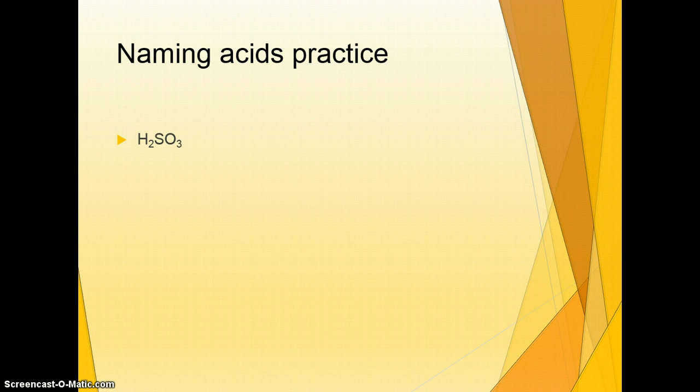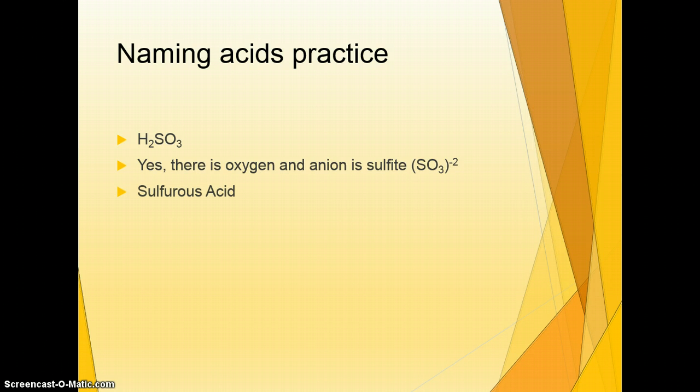So for some practice, H2SO3. I recognize the H that tells me it's hydrogen, and then I look and I see that there's SO3. SO3 is one of my polyatomic ions, and that is sulfite. So yes, there is oxygen, and the anion is sulfite. In which case, if it's an ITE, I-T-E, I'm going to change it to OUS, and it's going to be sulfurous acid.